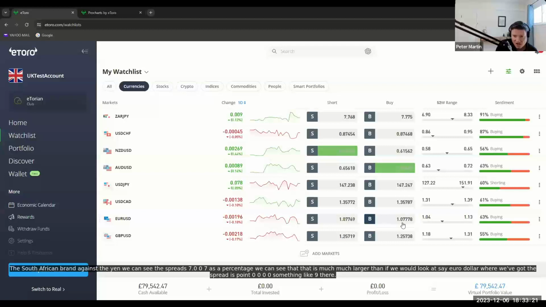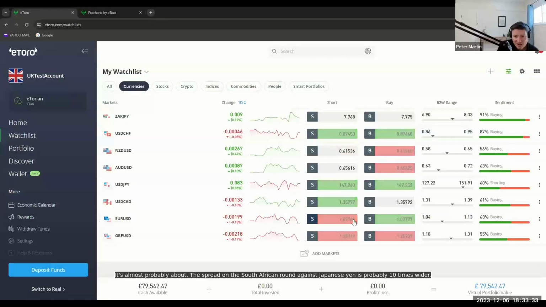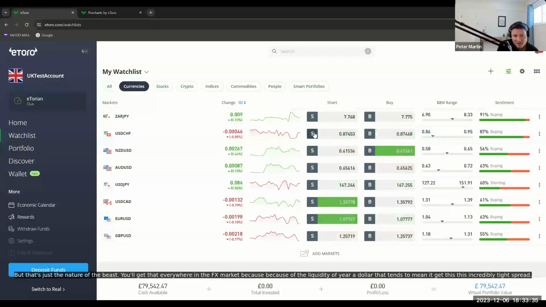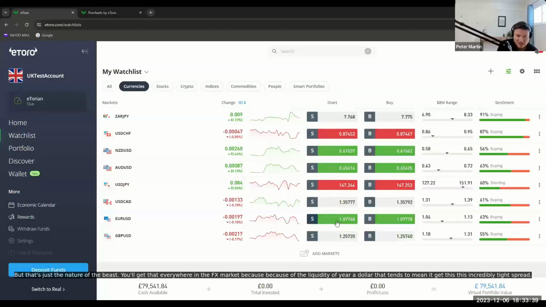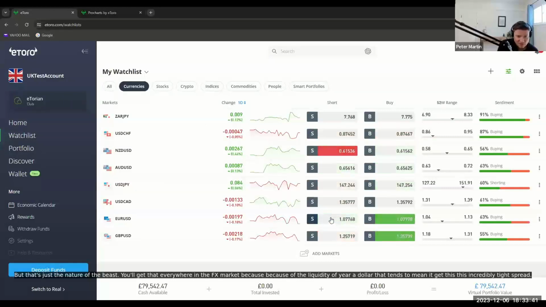We can see that that is much larger than if we were to look at, say, euro dollar, where the spread is 0.0000 something like 9 there. The spread on the South African rand against Japanese yen is probably 10 times wider. But that's just the nature of the beast. You'll get that everywhere in the FX market because of the liquidity of euro dollar. That tends to mean it gets this incredibly tight spread.